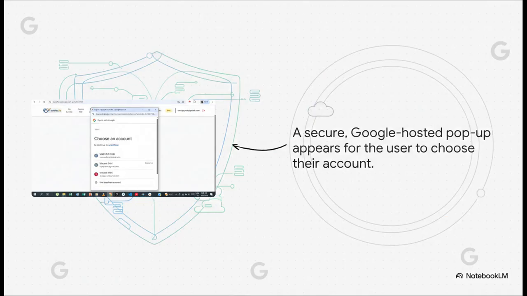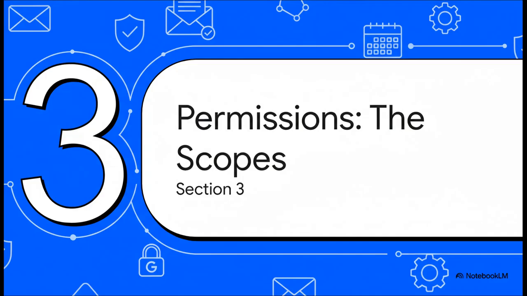So after the user clicks connect, this pop-up window appears. Now, it's really important to know that this window is being served directly from Google servers, not from ours. This makes sure the user gets a secure, familiar experience when they choose which Google account they want to link up. Okay, this brings us to what is, without a doubt, the most important part of this entire demonstration.